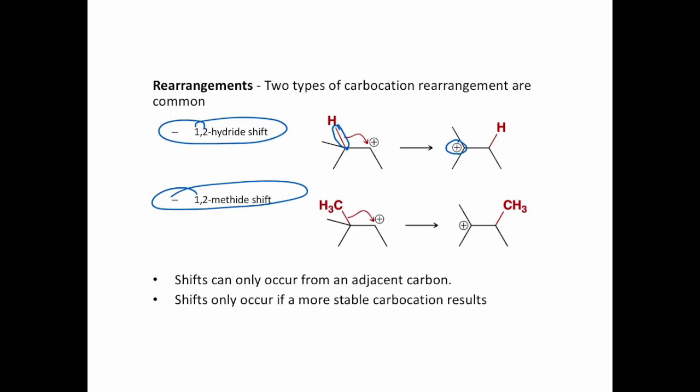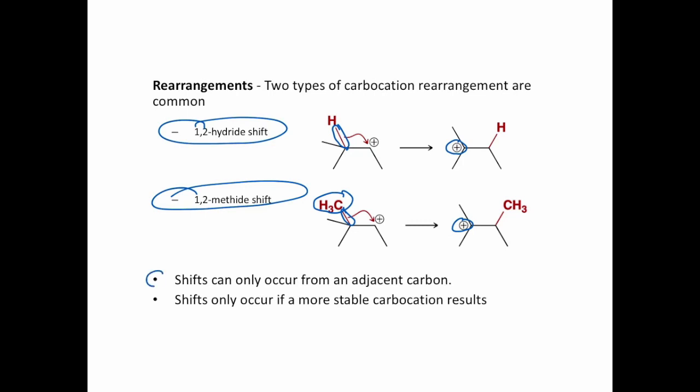Here we can also do that with a methyl shift. So we can take an entire CH3 group and move it along with the 2 electrons. So we have a normal headed arrow here. We move it with its 2 electrons to the other carbon, and then the positive charge also moves.